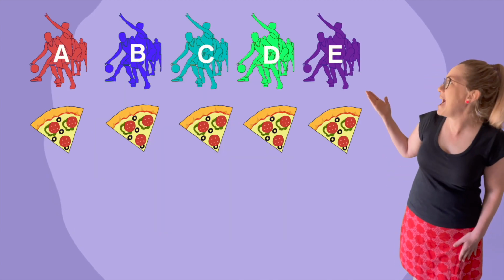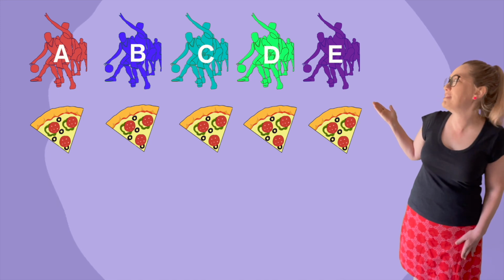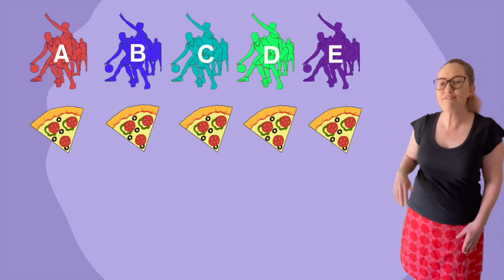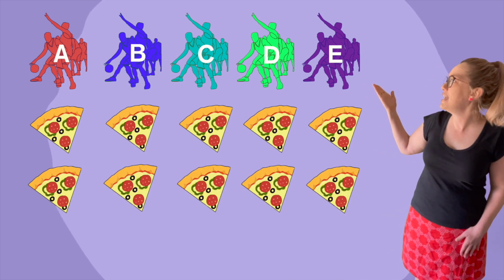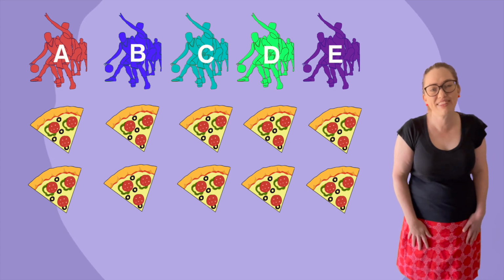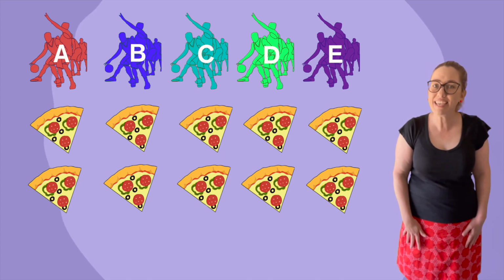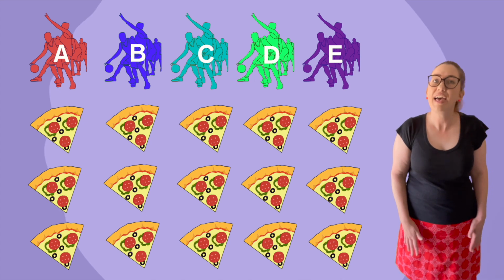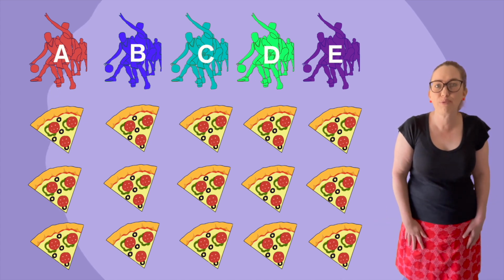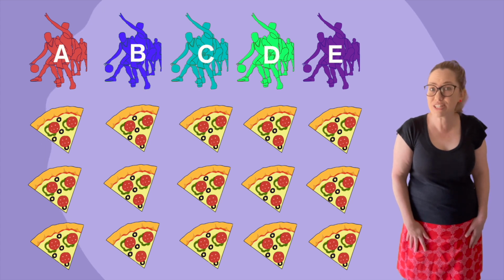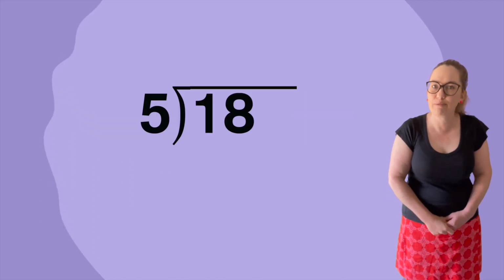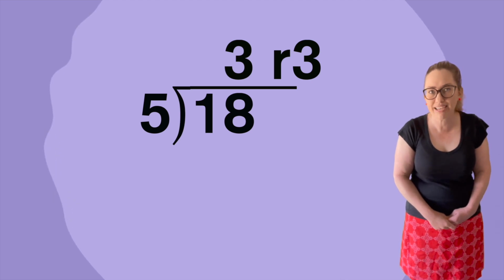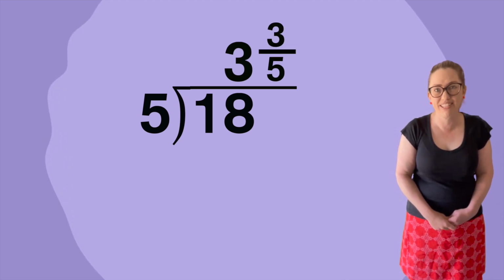There's a fifth for team A, a fifth for team B, a fifth for team C, a fifth for team D, and a fifth for team E. We'll do the same for pizza number 2, and for the 3rd remaining pizza, we'll cut that into fifths as well, giving each team 1/5. That means they get an extra 3/5 in total. So each team ends up with 3 3/5. We will change our answer from 18 divided by 5 equals 3 remainder 3 to 3 3/5.